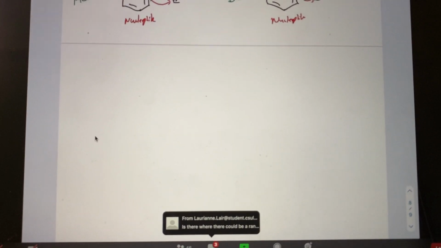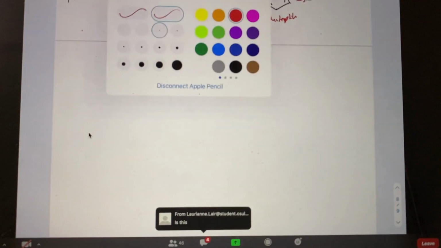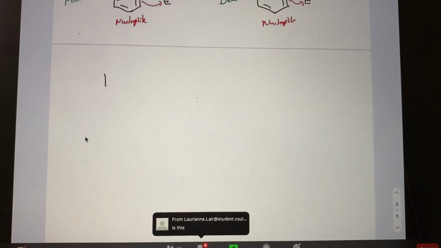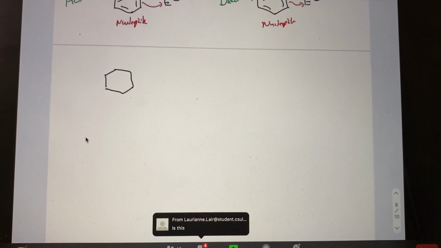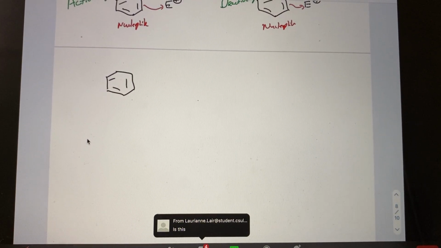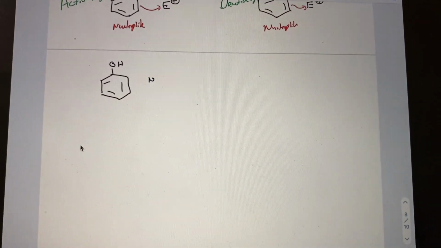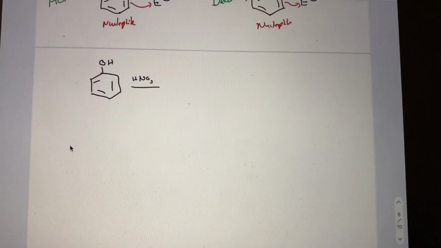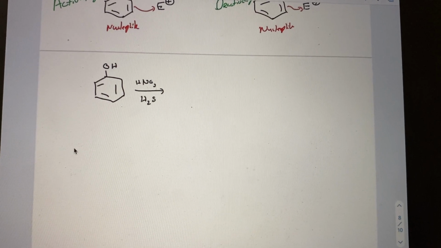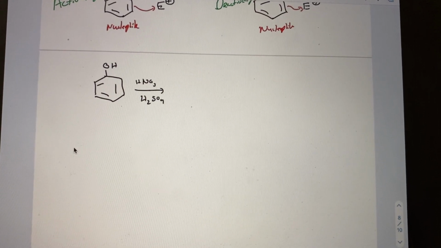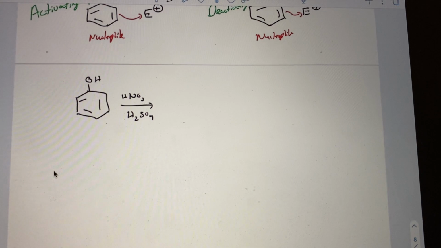Let's go to this one. And let's think about phenol. So we have a hydroxyl group here. I don't know why I use nitration. I think it's just easier to write here. So now let's imagine we're going to nitrate phenol.